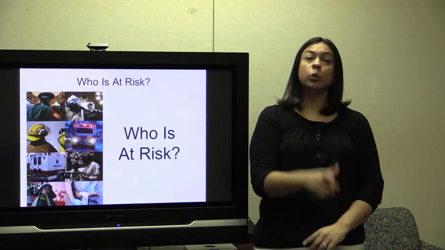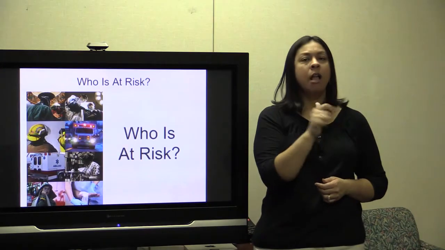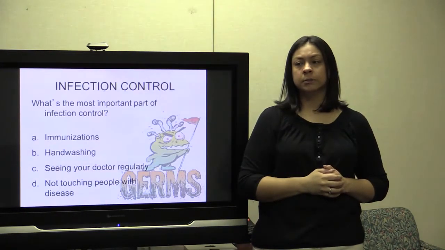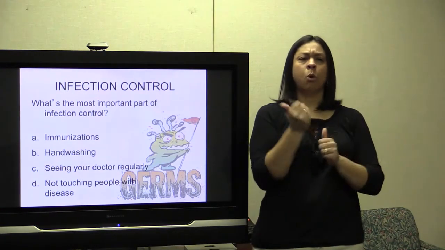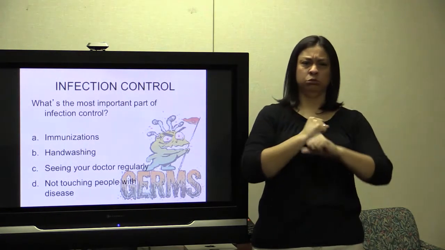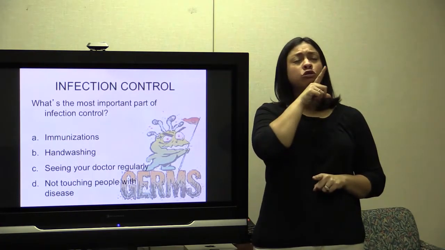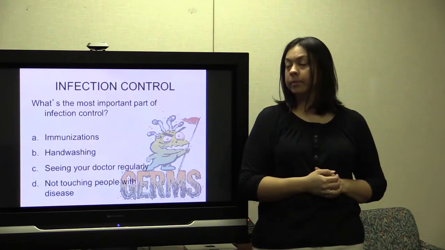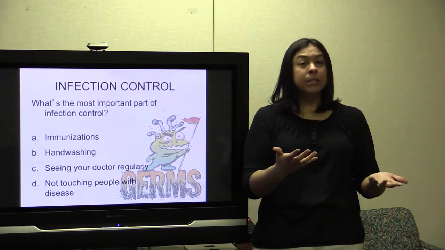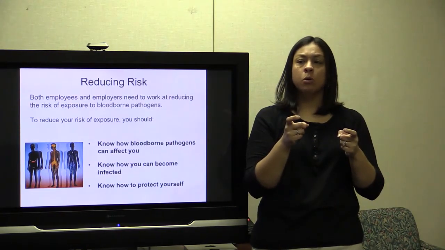So who's at risk for these diseases? We all are. So what would be the most important way of protecting yourself? These are all pretty good answers, but the one that really stands out is hand washing. It's very basic, and you can certainly control the infection.